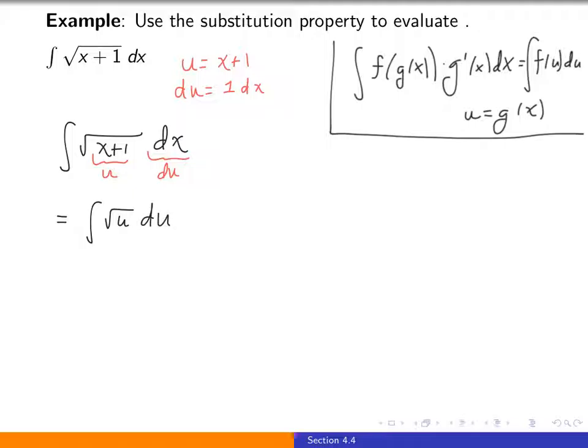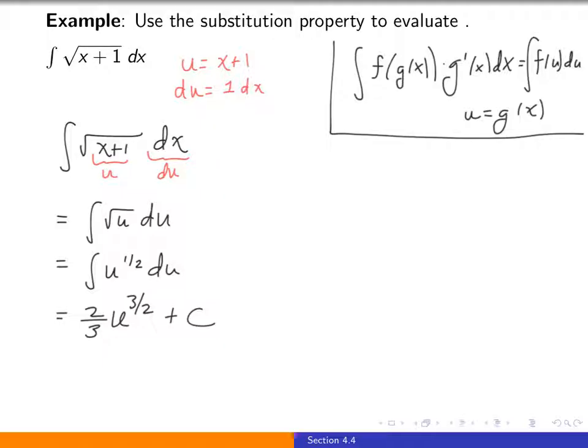This integral in terms of the variable u is much simpler for us to evaluate because the square root of u is really u to the 1/2. So we just undo the power rule. 1/2 plus 1 is 3/2. So we have 1 over 3/2, or 2/3 u to the 3/2 plus c. And note where we are at this point. We started off with an integral that was difficult for us to evaluate. We've used a substitution, and it resulted in a simpler integral. We evaluate, and then we resubstitute.